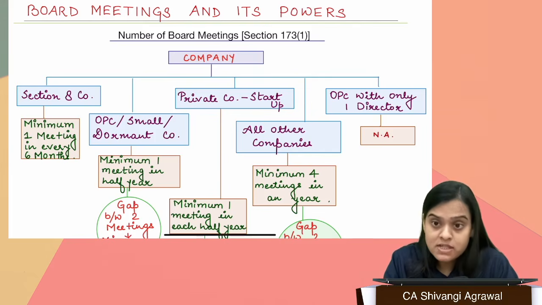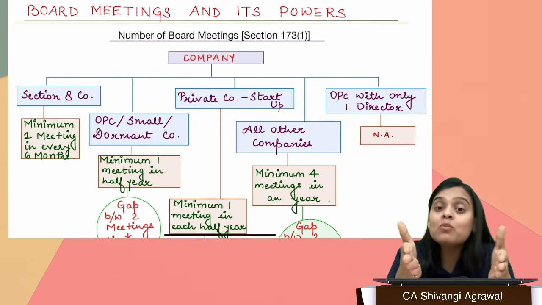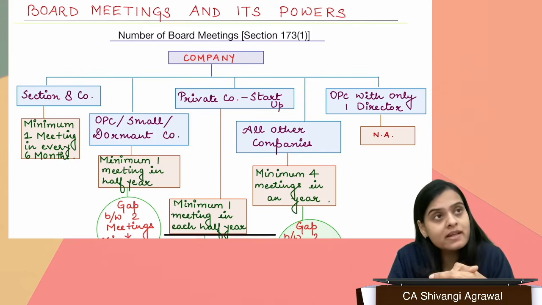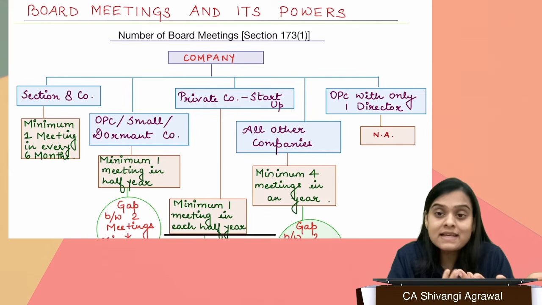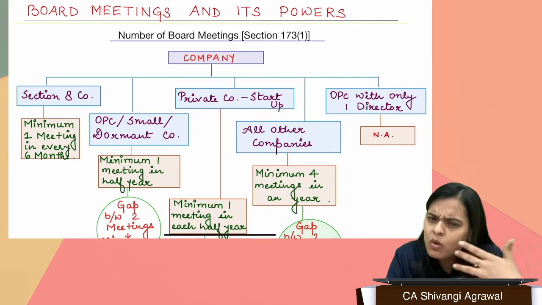But then that is not it. The gap between two board meetings should not be more than 120 days. Should not be more than 120 days. That is the whole essence: the board should meet at regular intervals. There shouldn't be a lot of gap.